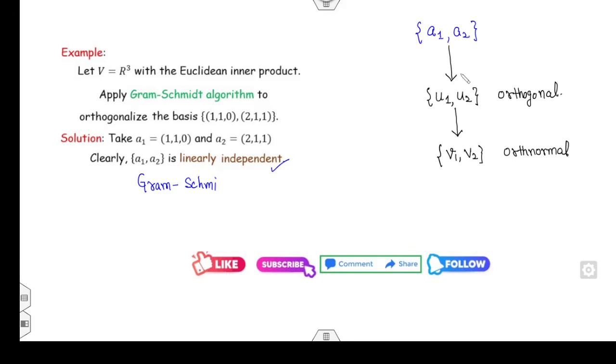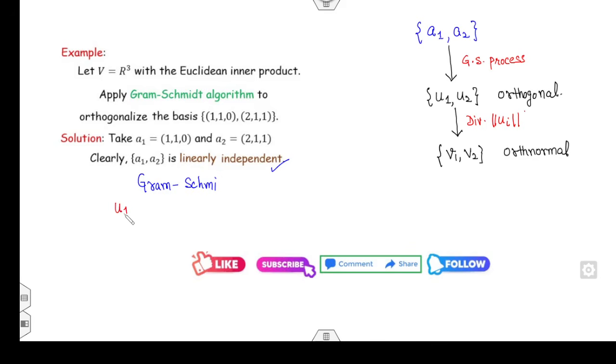Fine. और कैसे करेंगे, इसके ऊपर हम लगाएंगे ग्राम स्मिथ प्रोसेस. फाइन. और यहां पे इसको इसमें कैसे कन्वर्ट करेंगे, डिवाइडेड बाय नॉर्म ऑफ यू आइस. Clear? So what is the Gram Schmidt process?